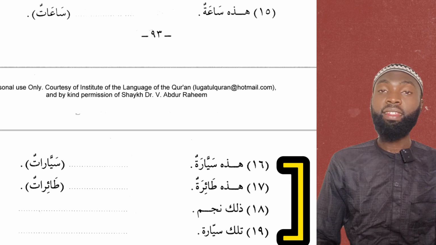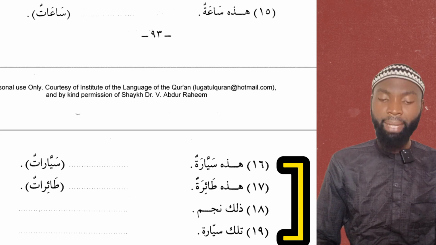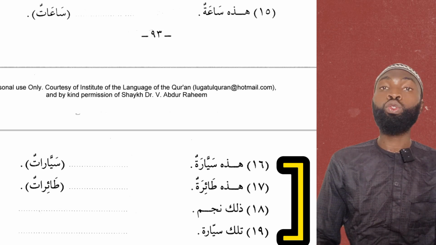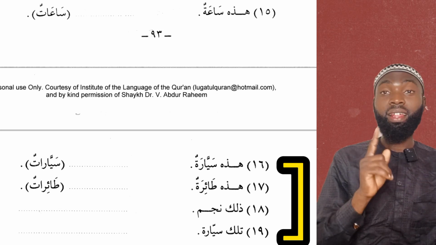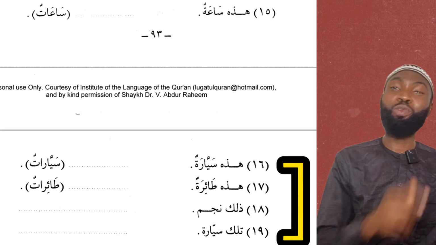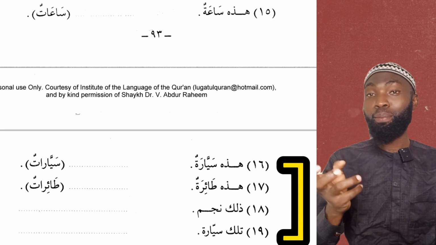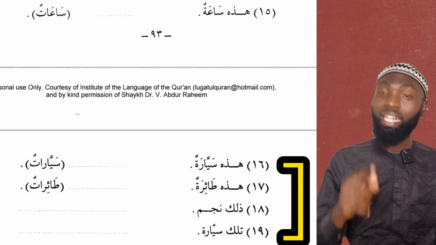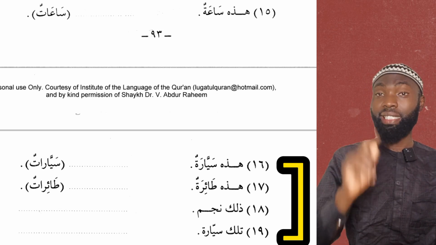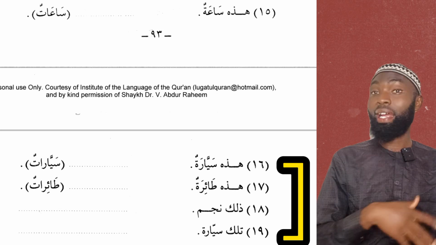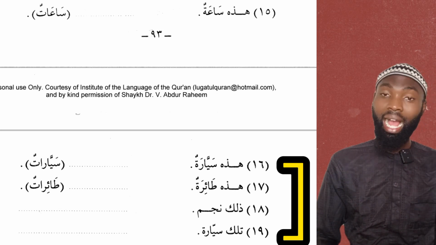Number 17, we have هذه طائرة. This is a plane. هذه طائرات. These are planes. ذلك نجم. That is a moon. What do we say? تلك نجوم, because the feminine pattern of ذلك is تلك. So we have تلك نجوم. تلك سيارة. That is a car. تلك سيارات. Those are cars.